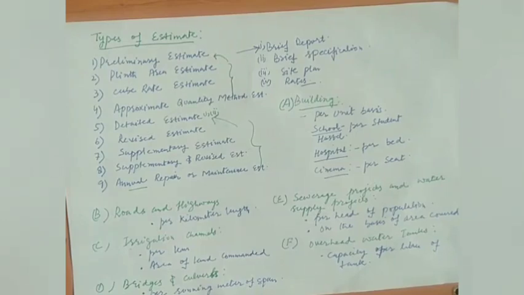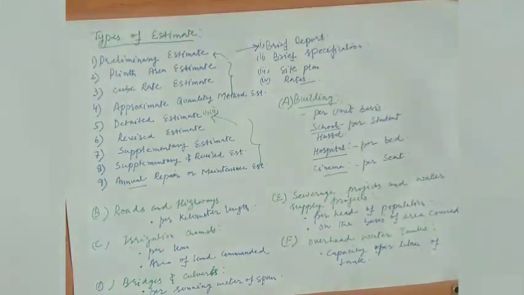For road works, the annual repair estimate provides for repairs like patch repairing, renewals, repair of bridges and culverts, etc. Everything is included in this. This is all about the different types of estimates that we have.